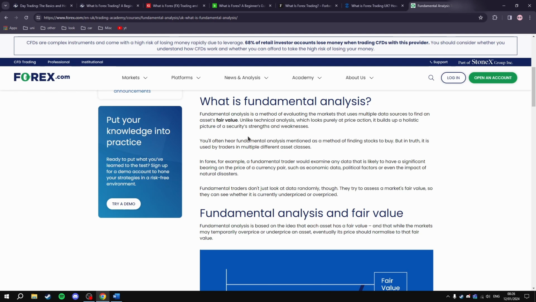Fundamental analysis is a method of evaluating the markets that uses multiple data sources to find an asset's fair value.